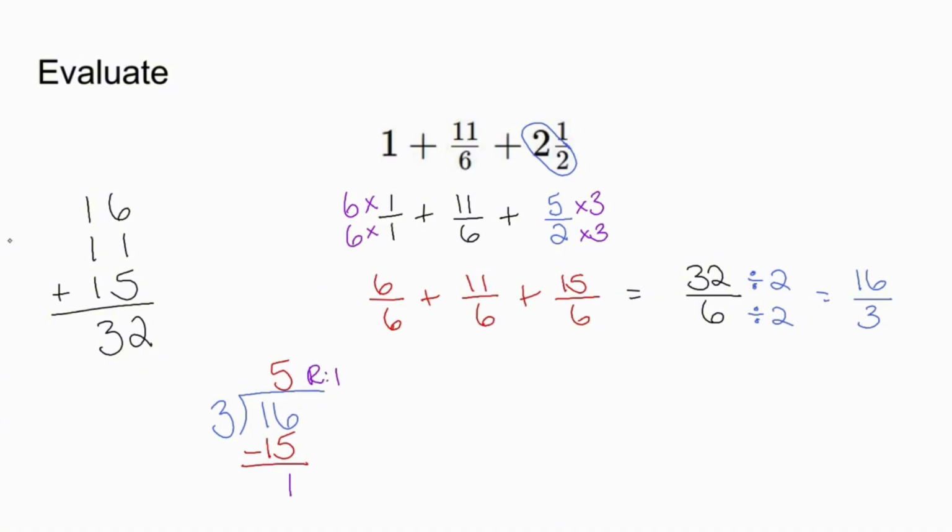So how do I turn that into a mixed number? The quotient of 5 becomes my whole number that lives out in front. The remainder of 1 is my new numerator. That 3 denominator, that was the denominator here, stays the denominator. So when all is said and done, we end up with the answer 5 1/3.